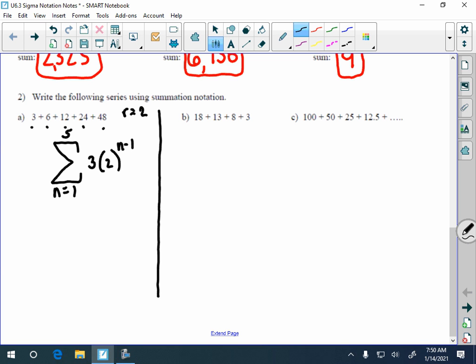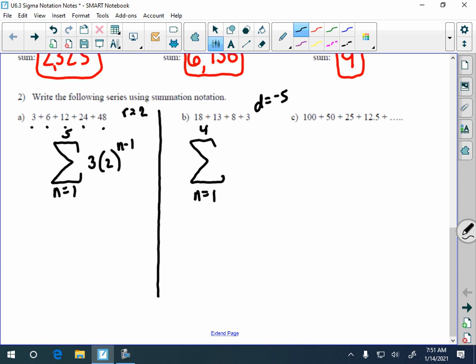All right, B, to get from 18 to 13 to 8 to 3, looks like we're subtracting 5. So this is arithmetic, and so d is negative 5. So our symbol, n equals 1. The number of terms we have is 4. And now we have to write the rule.